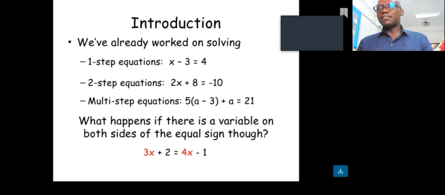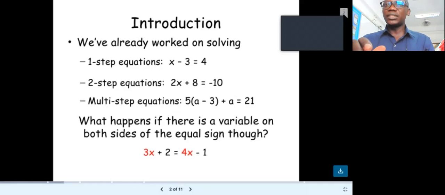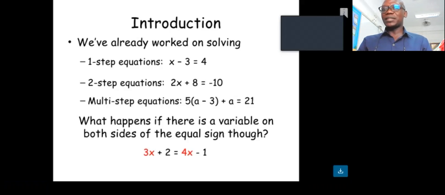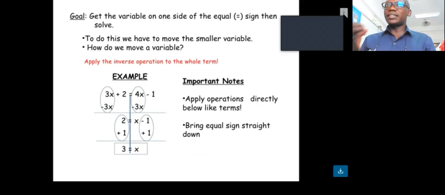And then what happens if there is a variable on both sides of the equal sign? For instance, let's say we have 3x plus 2 equals 4x minus 1. This is what we are going to learn in this episode. So what do we need to do? The goal of our lesson is to get the variable on one side of the equal sign, and then solve accordingly.